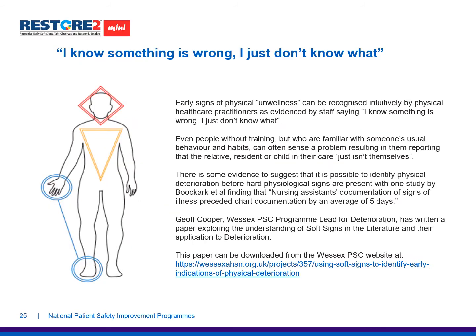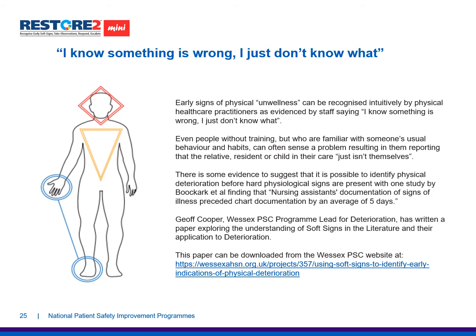Early signs of physical unwellness can be recognised intuitively by carers. We hear staff saying, I know something is wrong, I just don't know what. And even people without training, but who are familiar with someone's usual behaviour and habits, can often sense a problem, resulting in them reporting that the relative, resident or child in their care just isn't themselves.